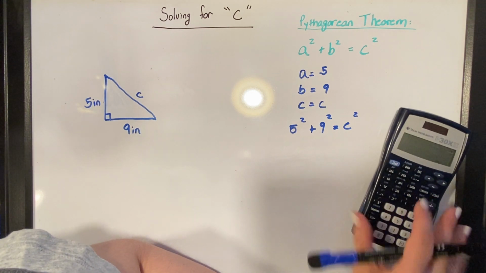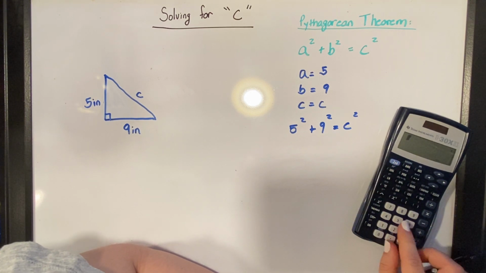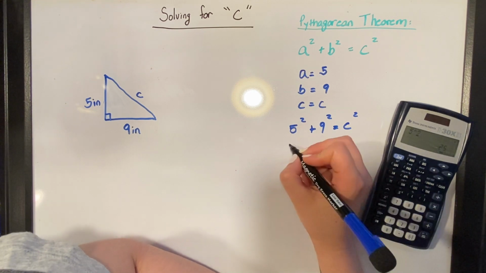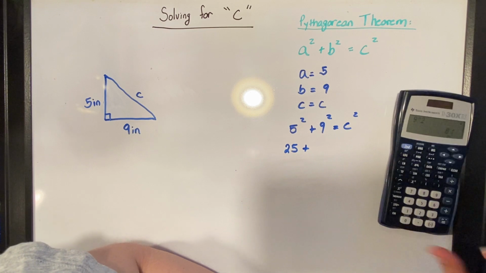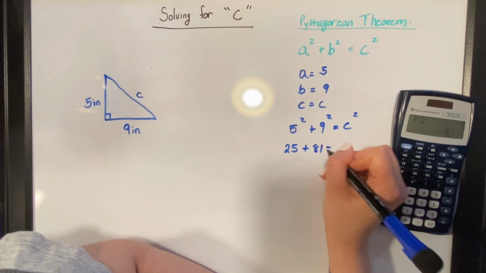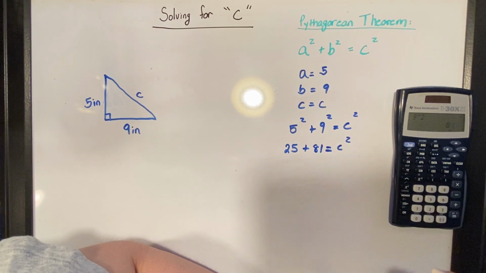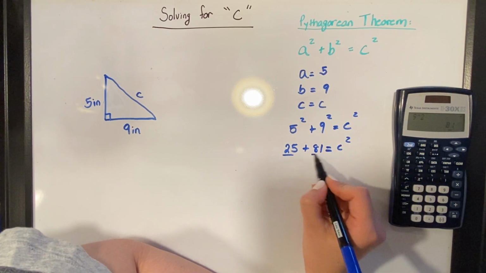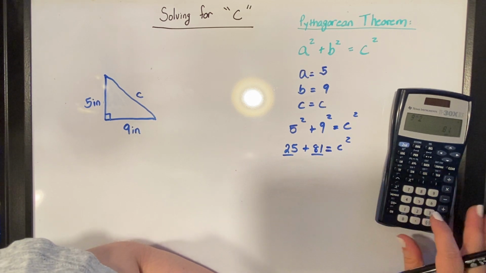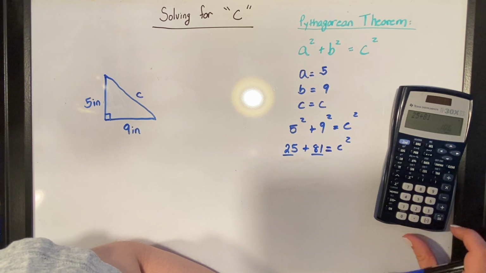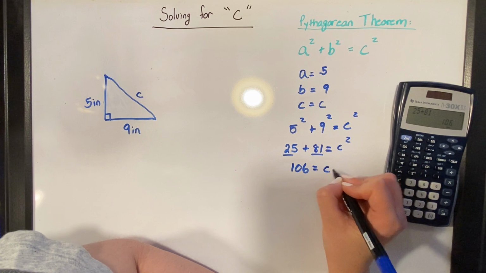Let's solve for C. First thing we're going to do is square our numbers, get rid of the exponents. So 5 squared is 25, so we have 25 plus, now we have 9 squared, which is 81, equals C squared. We don't know what C is yet, so we leave it as C squared. Now combine like terms, the constants: 25 plus 81 is 106, so 106 equals C squared.